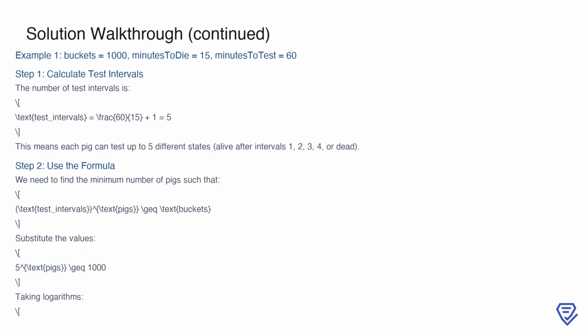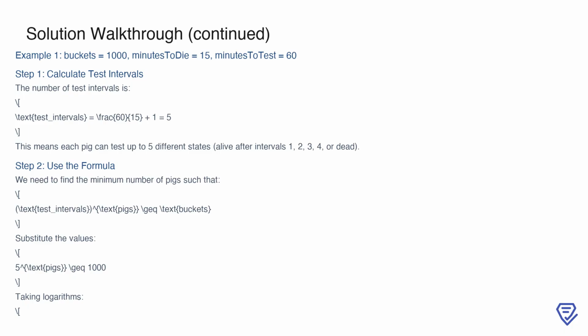Imagine we have 1,000 buckets, minutes to die is 15, and minutes to test is 60. First, we calculate the number of test intervals. Dividing the total available time, 60 minutes, by the time it takes to detect poisoning, 15 minutes, gives us 4 intervals. Adding 1 accounts for the initial state where the pig hasn't died yet, so we have 5 test intervals. This means each pig can represent 5 different states, alive after 1, 2, 3, or 4 intervals, or dead.